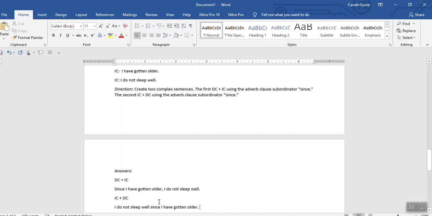there you go. The dependent clause is at the back, independent clause is in the front. Okay, and notice that there's no comma with this because I have the dependent clause in the back. When I have the dependent clause in the front, I use the comma.